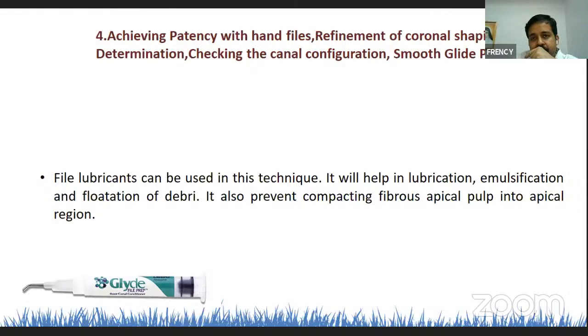Because many times if it is a vital pulp tissue, there will be a lot of pulp tissue. And if you are using EDTA gel, it will help in the emulsification and removal of this pulp tissue, and it will prevent the extrusion of the pulp tissue in the apical third, and it will prevent the apical blockage also. So when you are using initial hand file negotiation, you can slightly coat the instrument with EDTA gel.